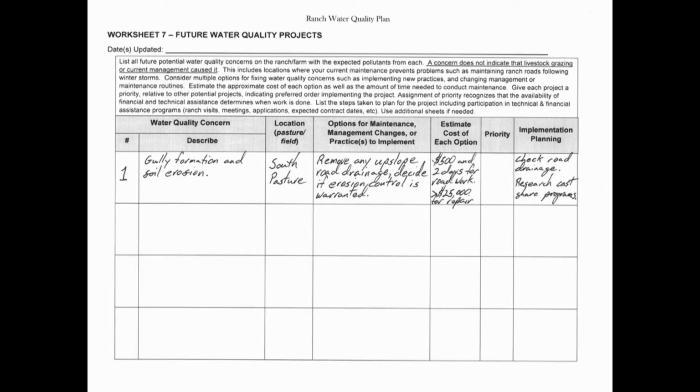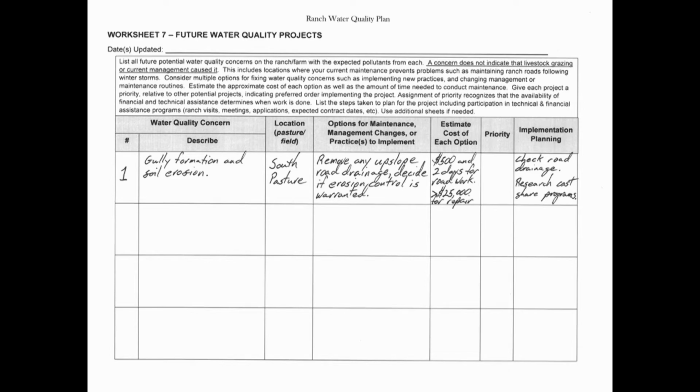Changing and removing road drainage may require some road-based material and a couple of days of work to change where water comes off any upslope roads. Gully repair can be expensive, so putting a starting point like greater than $25,000 is a good place to start. We will come back to the priority column in a minute.